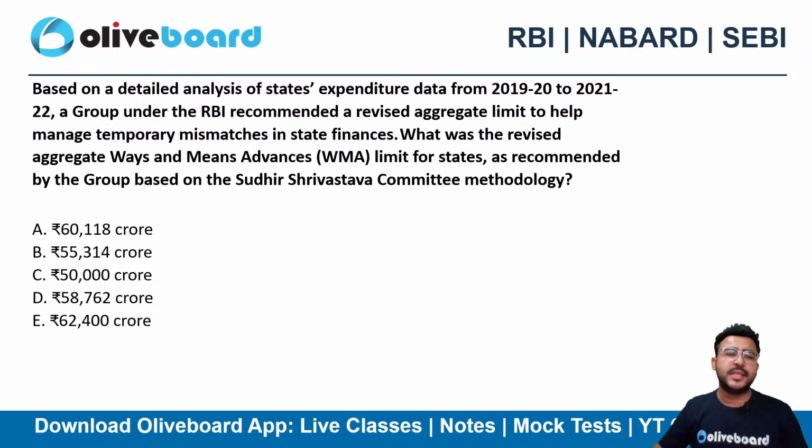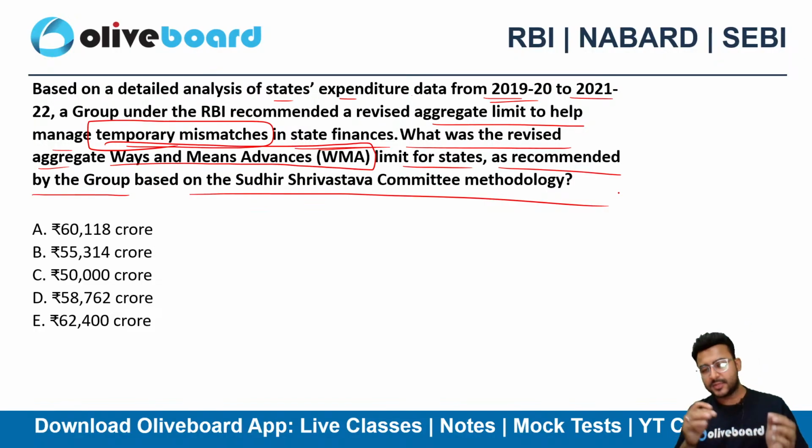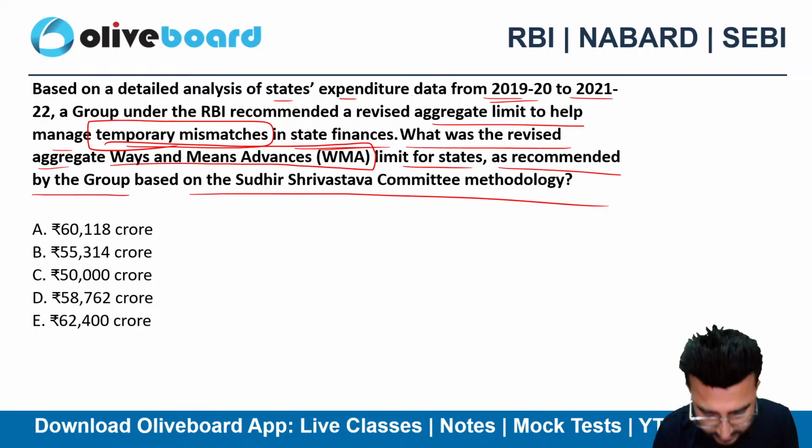Next is, based on the detailed analysis of state expenditure data from 2020 to 2022, a group under the RBI recommended a revised aggregate limit to help manage the temporary mismatches in the state finances. What was the revised aggregate ways and means advances limit for states as recommended by the group based on the Sudhir Srivastava committee methodology?